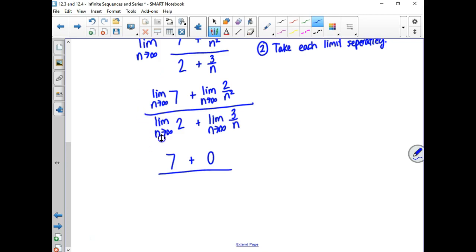All right, anytime you've got the variable in the denominator, it approaches 0. What's the limit as n approaches infinity of 2? 2. What's the limit as n approaches infinity of 3 over n? 0.